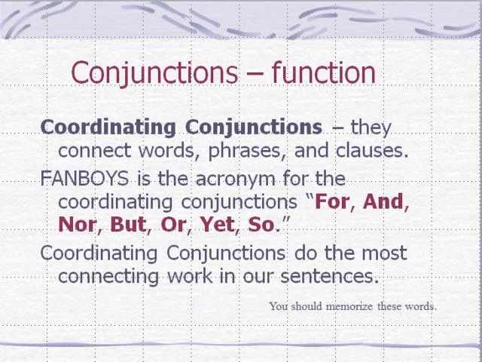Let's get into a little bit more detail. The main types of conjunctions are those coordinating conjunctions. I should say the main type. These conjunctions connect words, phrases, and clauses, all 3, just like I showed you. And these can be easily remembered through the acronym FANBOYS. These 7 coordinating conjunctions are for, and, nor, but, or, yet, and so. You really need to memorize these. They're very important.